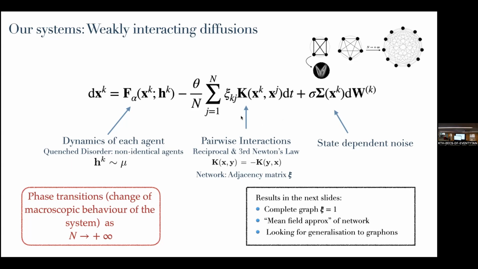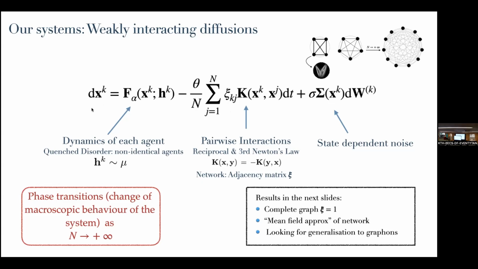But the interesting thing here is that these agents are coupled, and the coupling strength, theta, is inversely proportional to the number of agents that we have in the system. The functional form of the coupling is an interaction kernel K, which is pairwise interactions. And so it's a big class of systems. We take this interaction kernel to be reciprocal, meaning antisymmetric, so it satisfies Newton's third law. And we have an underlying network topology.